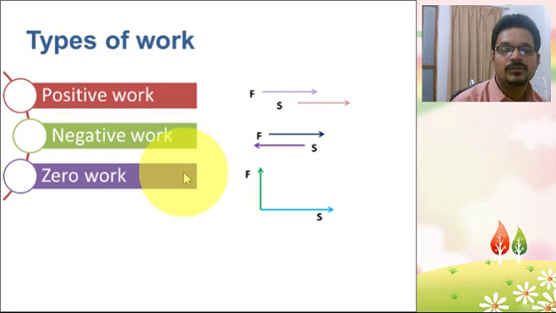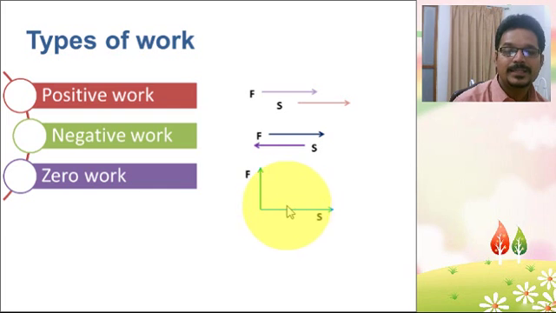Now coming to zero work done. Zero work done means work is zero. There is no work done. And it is possible when force is perpendicular to displacement. Why in this case work is zero, I am going to explain in a few moments. So let me start with the positive work example.